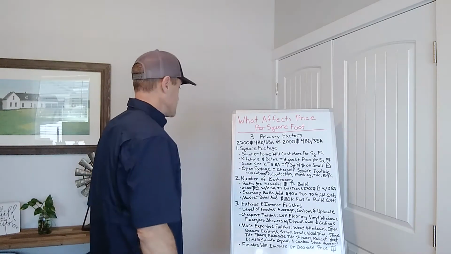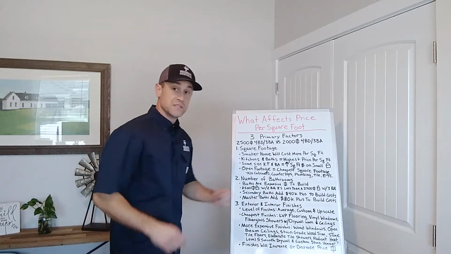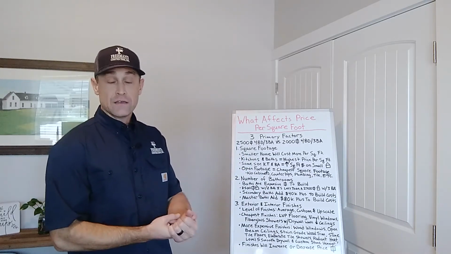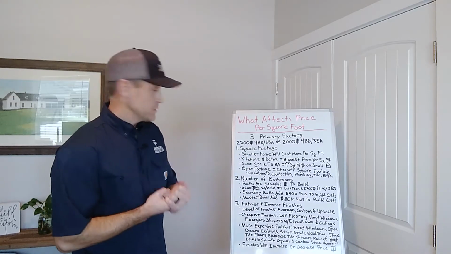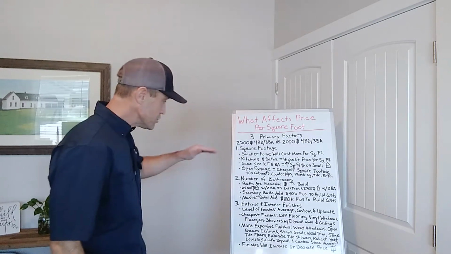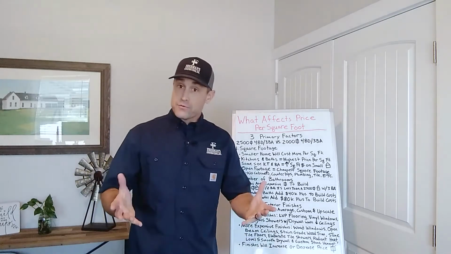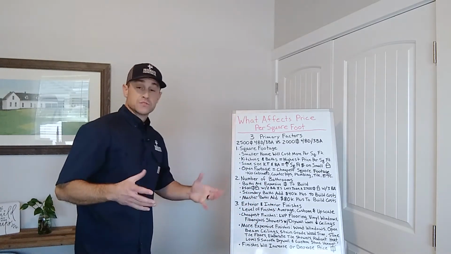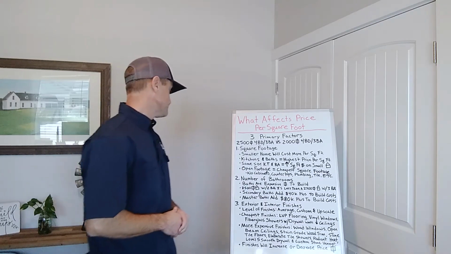So, all right, the smaller house with the same amount of bathrooms and same size kitchen is going to be more money per square foot than a larger one. So that's factor number 1, square footage. Number 2 is the number of bathrooms. This kind of ties into number 1. Bathrooms are expensive square footage to build, like we just talked about.